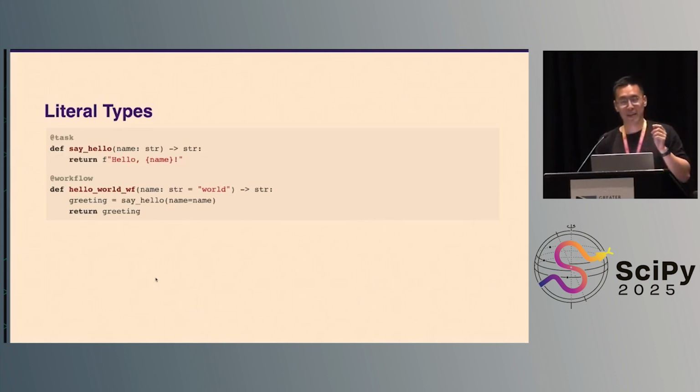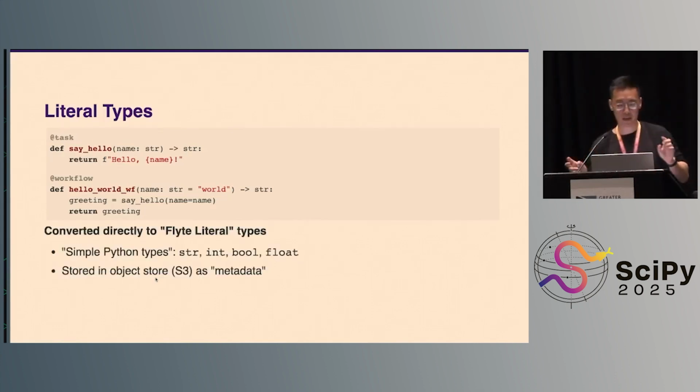So the next question asks is, now that you have strict typing, how are these types stored? Literal types are like ints, floats, strings. Those are Python types, and these are converted directly to what we call a Flyte literal type, because the Flyte workflow is a representation of the graph that is independent of Python. So there are literal types that Flyte understands, and these are simple types that you just directly convert. These are also stored into object store as metadata.